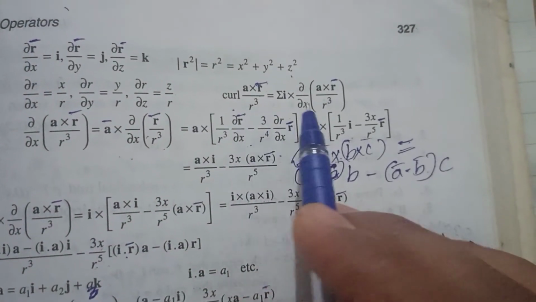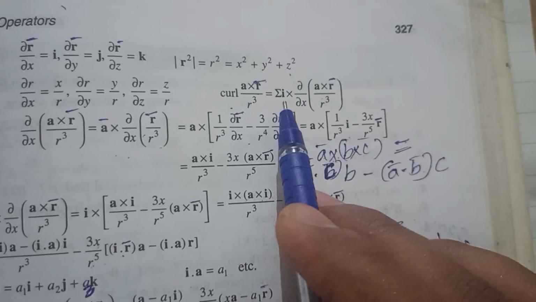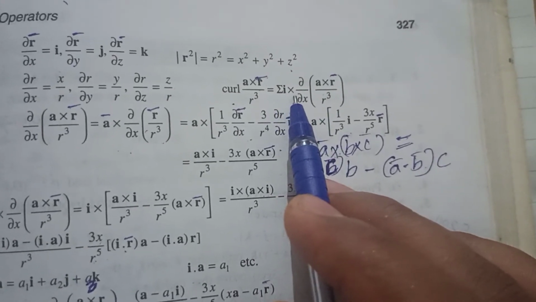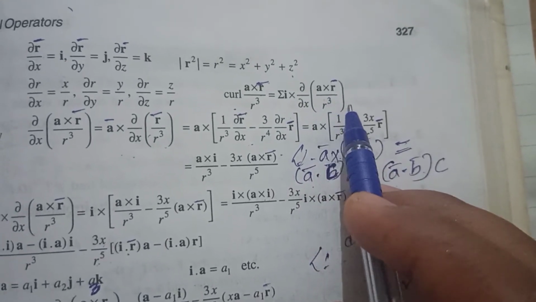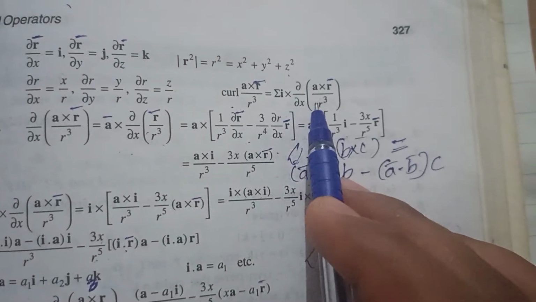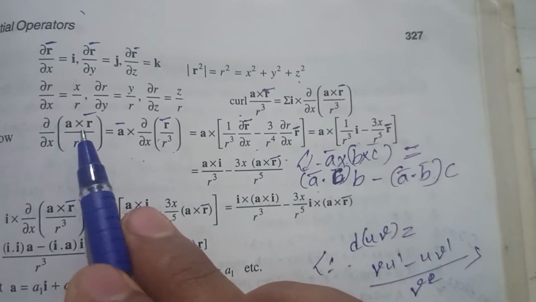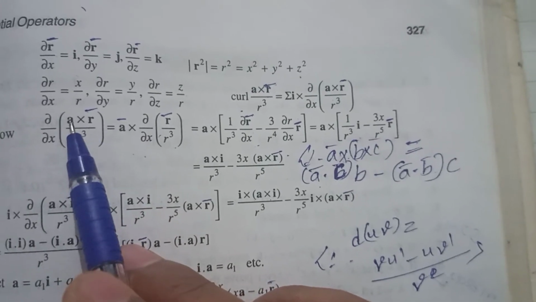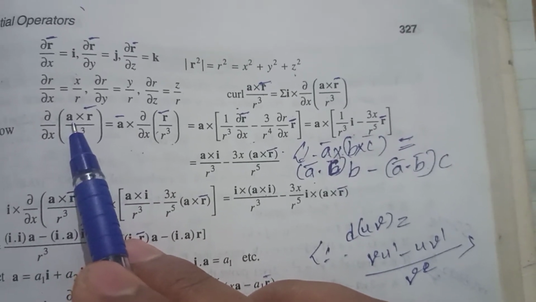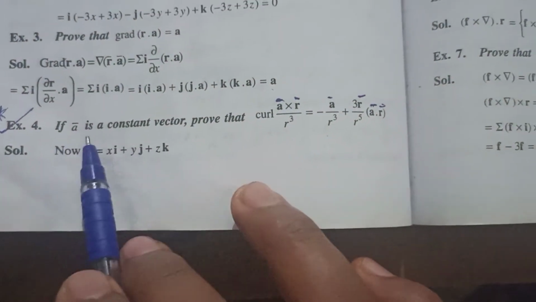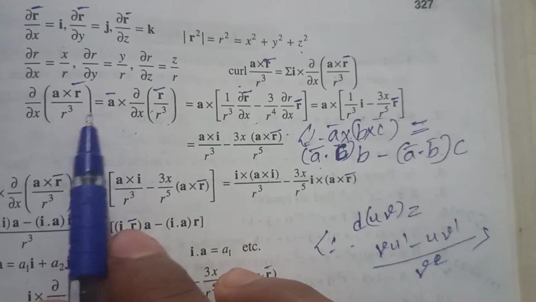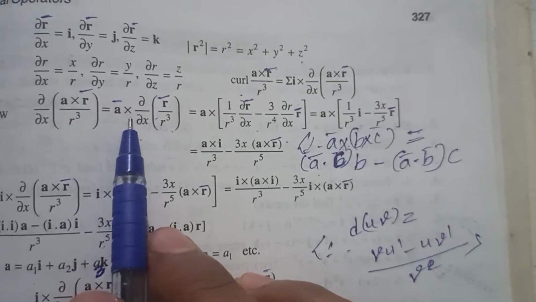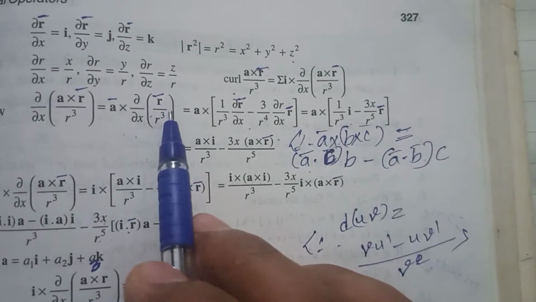So this can be written in the summation form: summation of i cross dou by dou x of (a cross r bar by r cube). First, here taking dou by dou x of a cross r bar by r cube. Here a is a constant vector, no? See here, they have already given that this one is a constant vector. That's why we write it outside the summation: a cross dou by dou x of r bar by r cube.